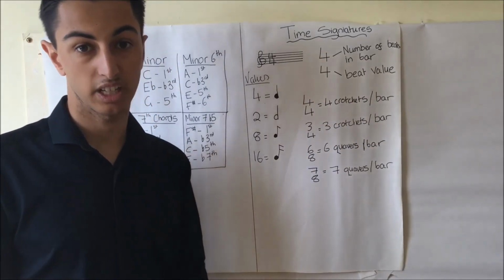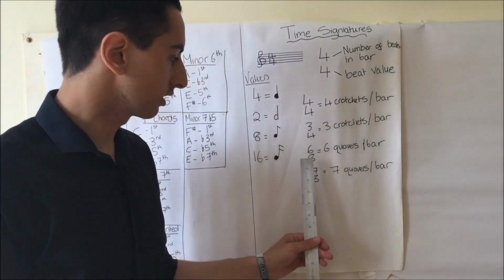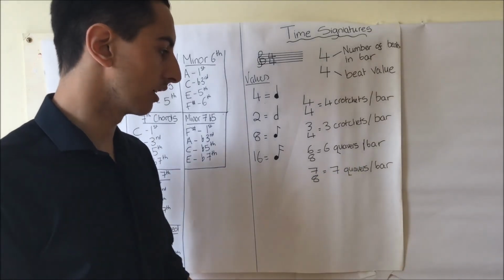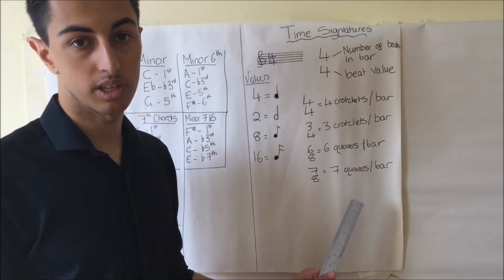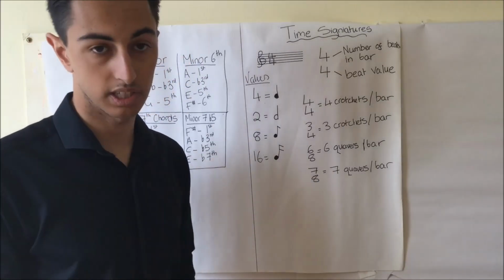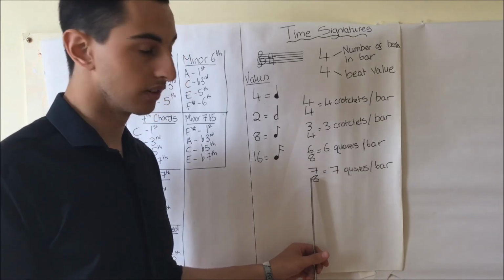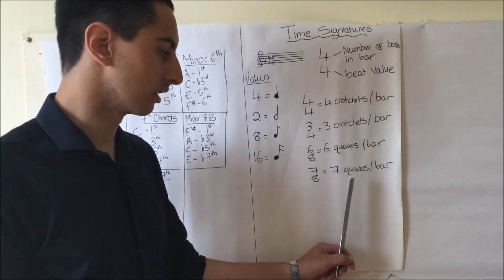6/8 is a jazz or blues or swing feel to it, and this tells us that the note values must add up to 6 quavers in every bar. Finally, 7/8 is probably the most common odd time signature, and this tells us that the note values in each bar must add up to 7 quavers in every bar.